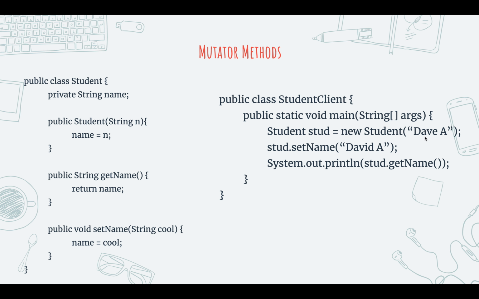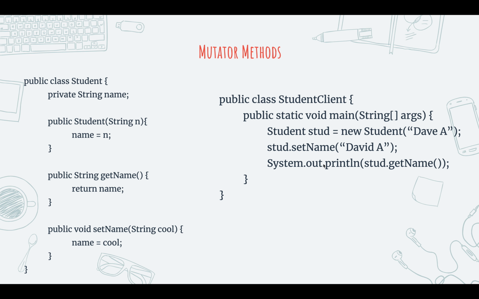And when we access this memory location, we access it through stud. In stud, we have a method called setName, and we no longer want the name Dave A within the object stud. So we invoke the setName method of stud, which is inside the student class. And when we invoke it, we need to put in parameters. So we access it through the object's name, stud. Then we access the method name that we're trying to access, which is setName.